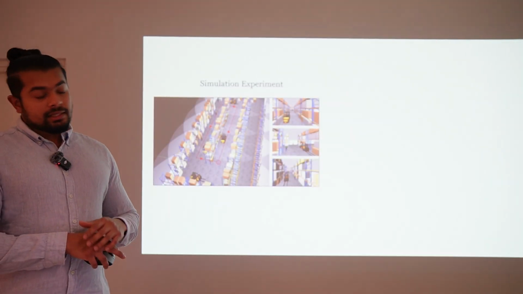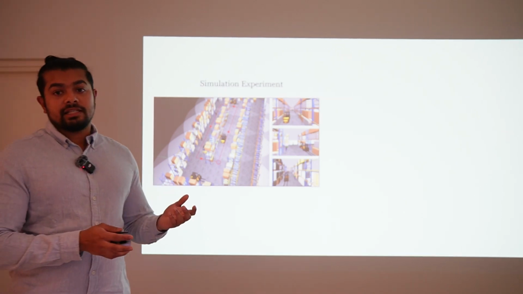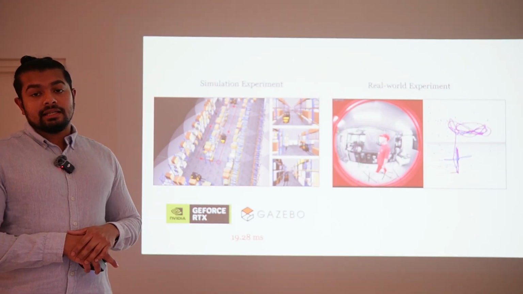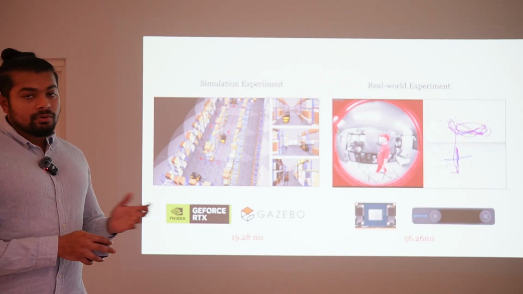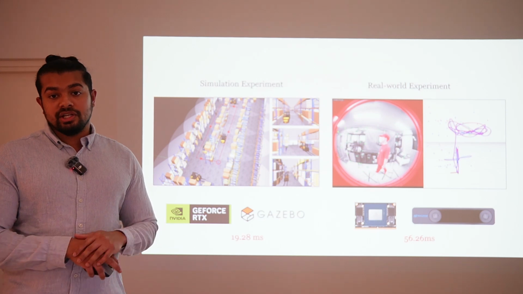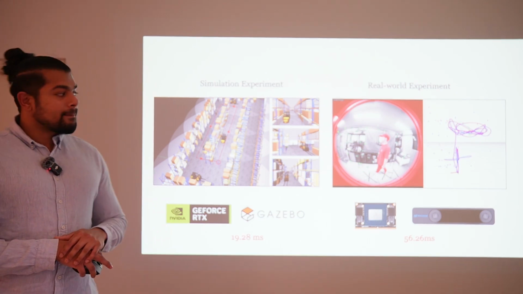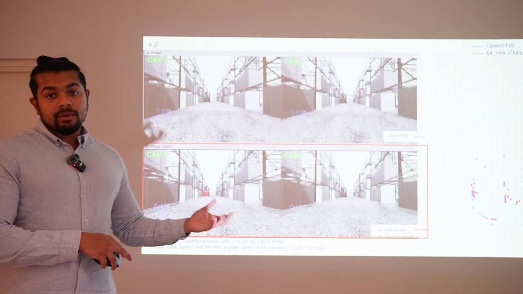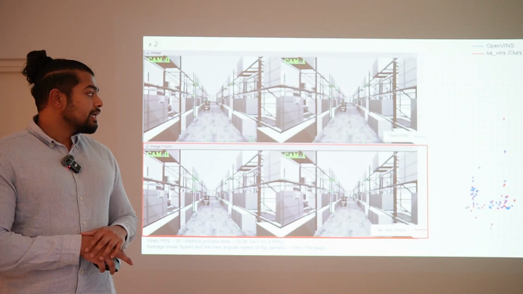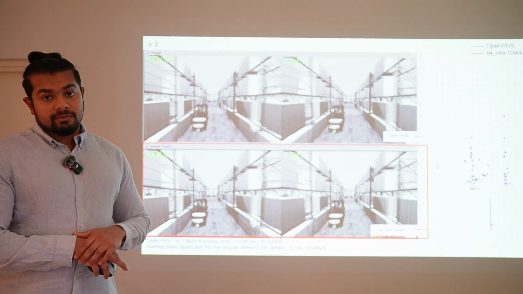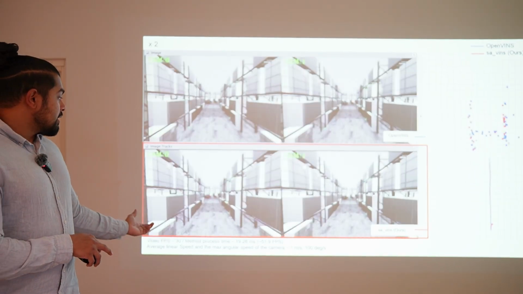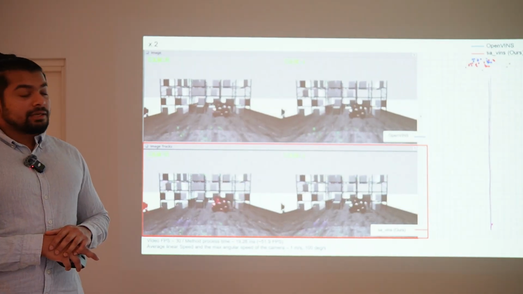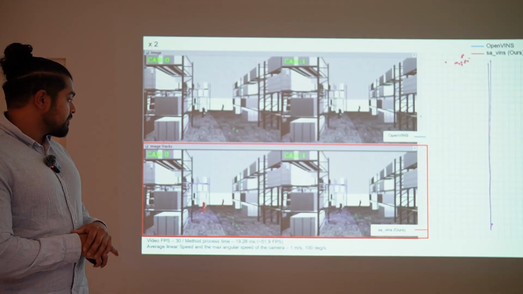Now, to prove the concept, we conduct simulation experiments in Gazebo and real-world experiments on edge hardware. In both cases, we are able to achieve real-time performance. Finally, we showcase the performance of our method in a warehouse environment. You can see down here, the method is detecting and removing the dynamic outlier features in real time.